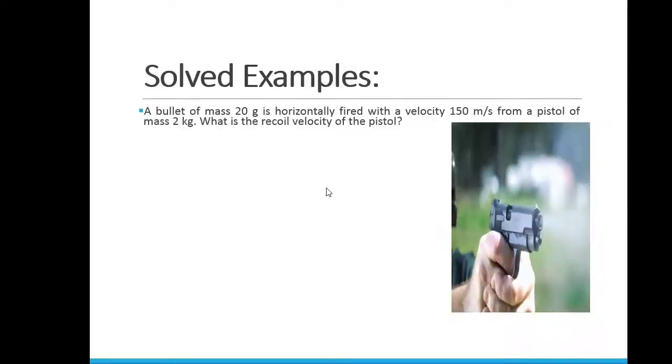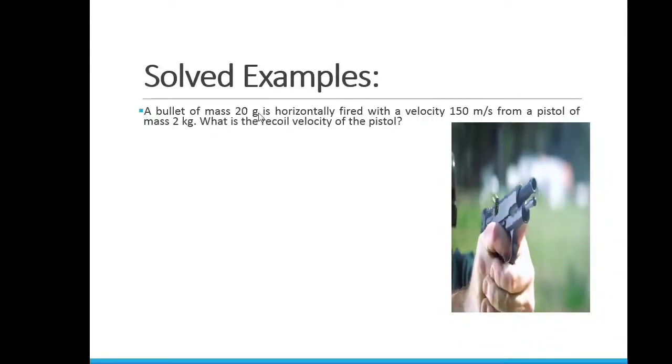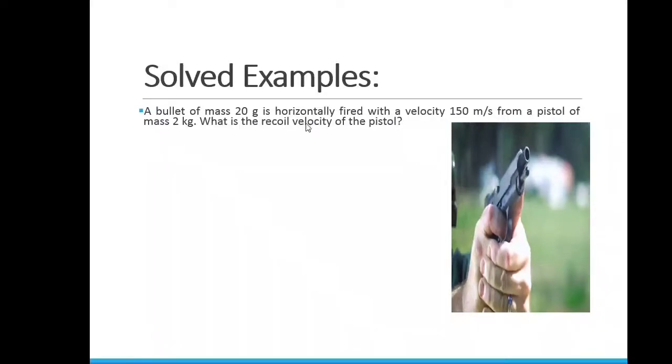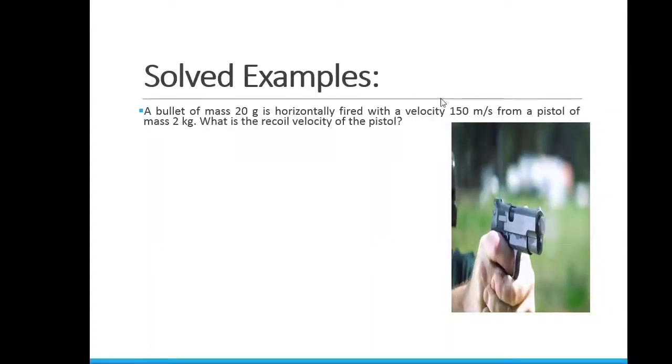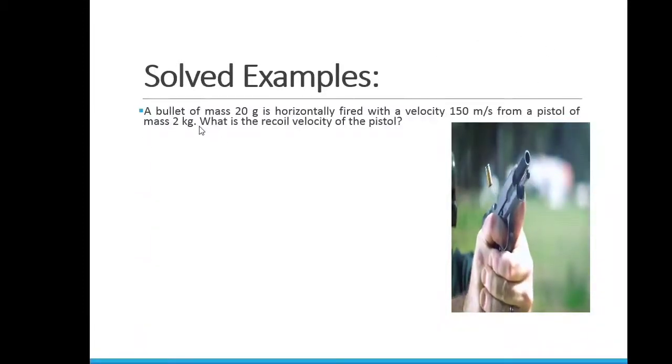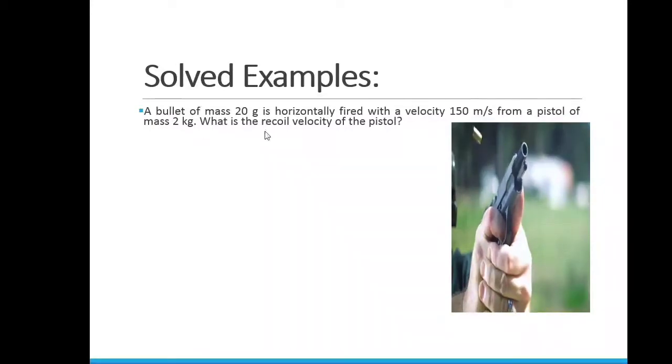So here the question is, a bullet of mass 20 gram is horizontally fired with a velocity of 150 meter per second from a pistol of mass 2 kg. What is the recoil velocity of the pistol? So here we know that the mass of the bullet is 20 grams and it moves with a velocity of 150 meter per second after firing, not before. The mass of the pistol is 2 kilograms. What is the recoil velocity, the velocity with which the pistol moves backward? We have to calculate that.